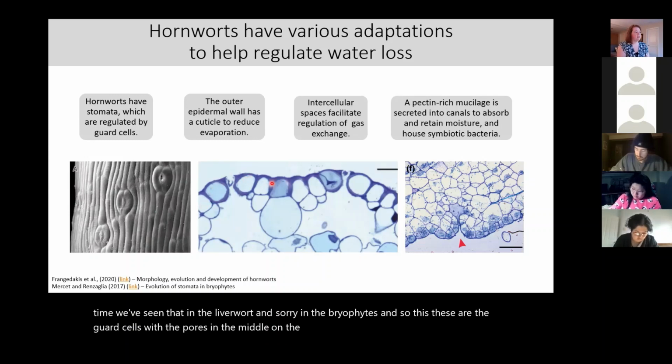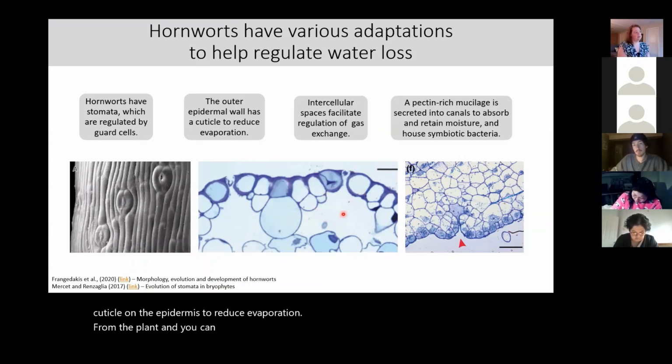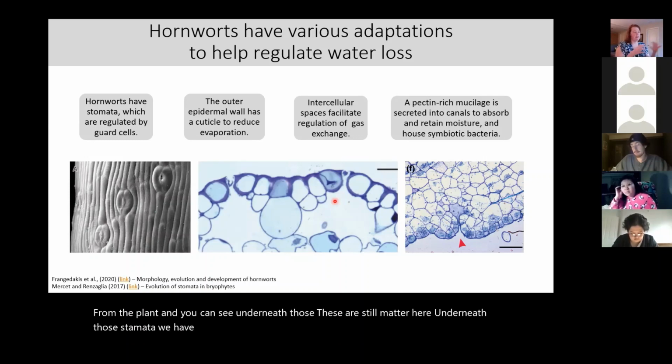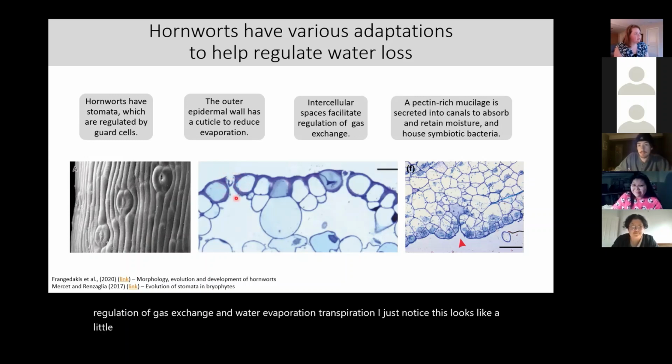This is also where we're seeing some cuticle on the epidermis to reduce evaporation from the plant. And you can see underneath those, these are our stomata here. Underneath those stomata, we have intercellular spaces, these spaces between the cells that help to facilitate regulation of gas exchange and water evaporation, transpiration. Oh, I just noticed this looks like a little happy face inside the stomata.